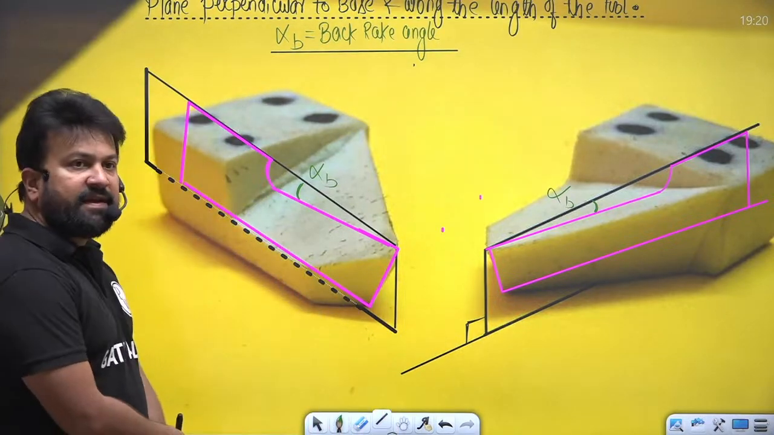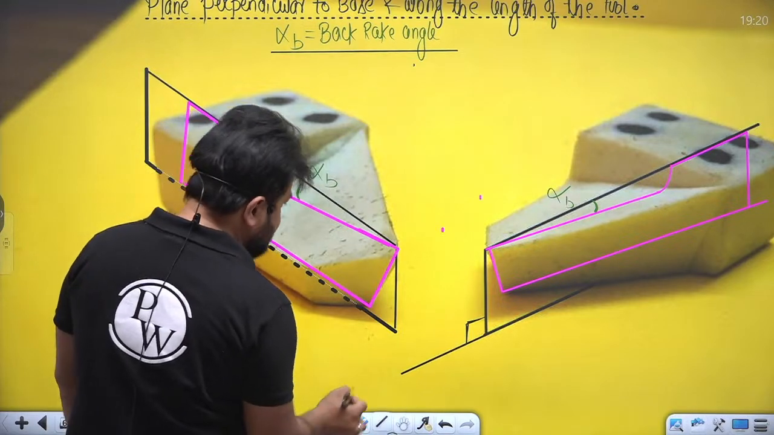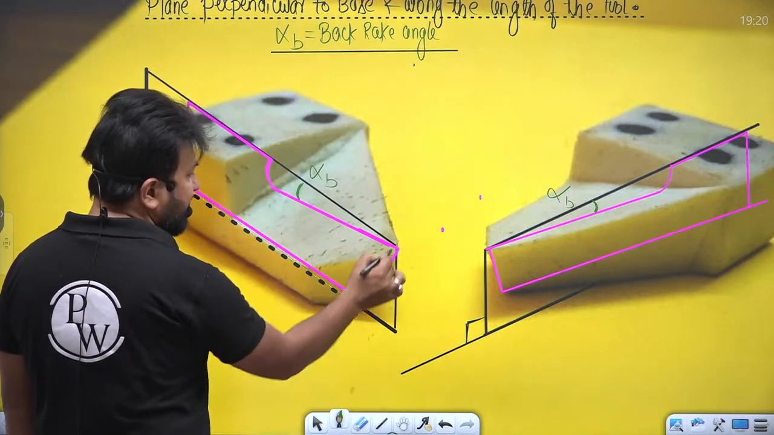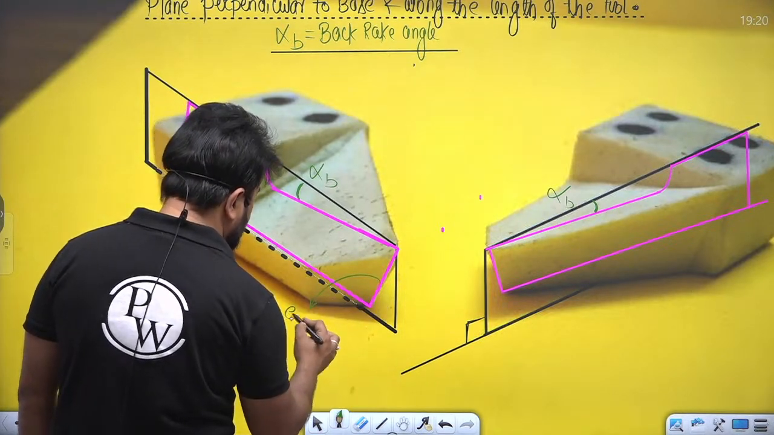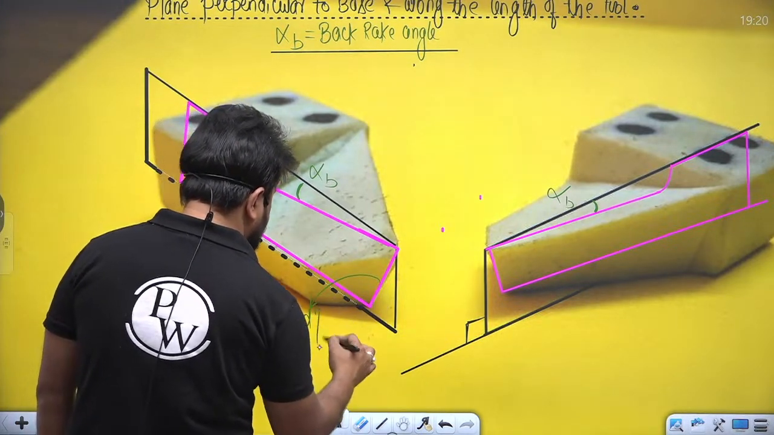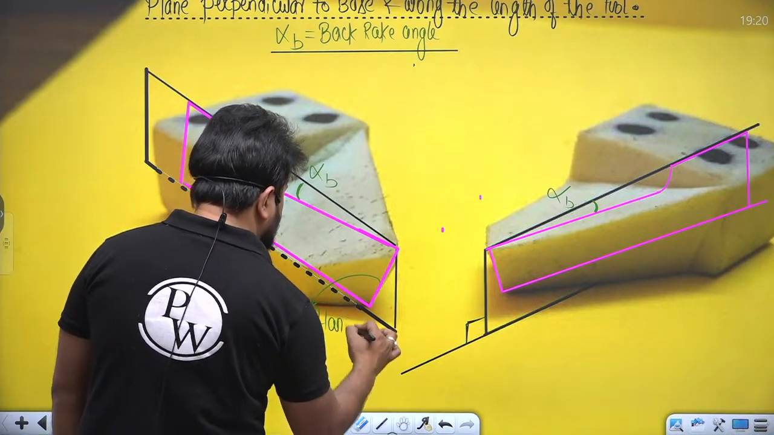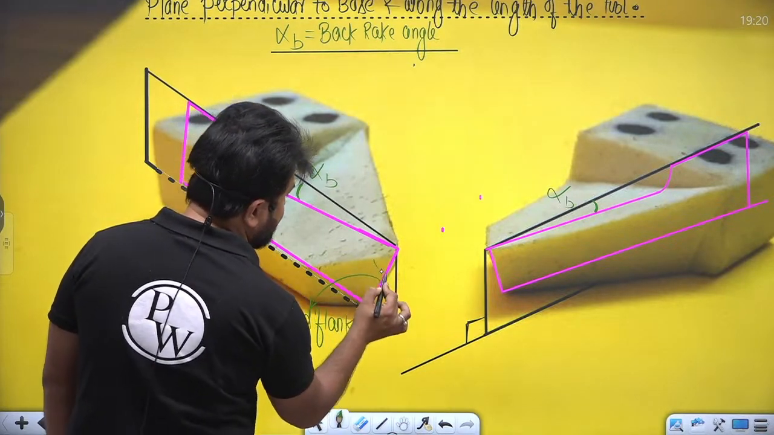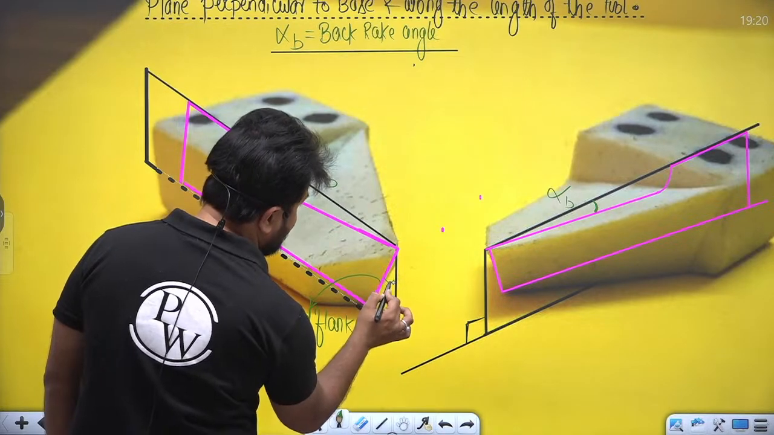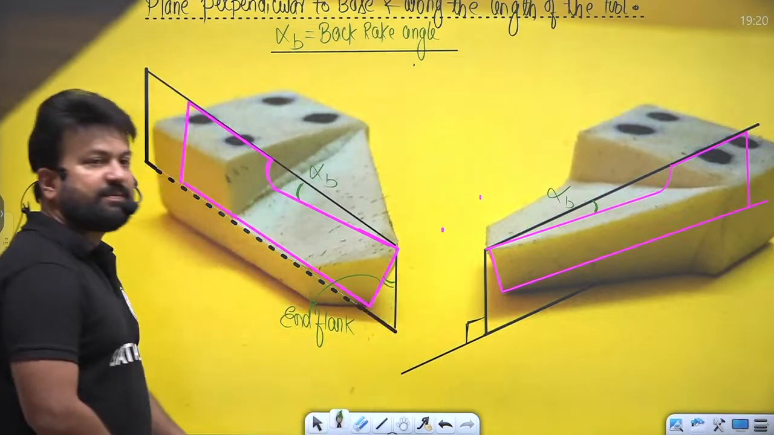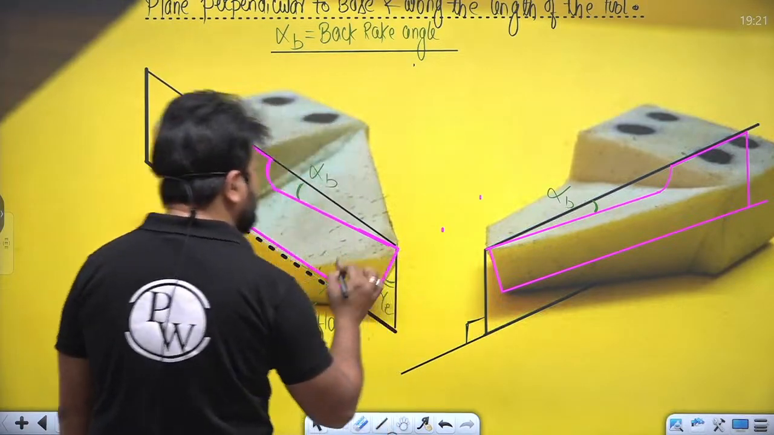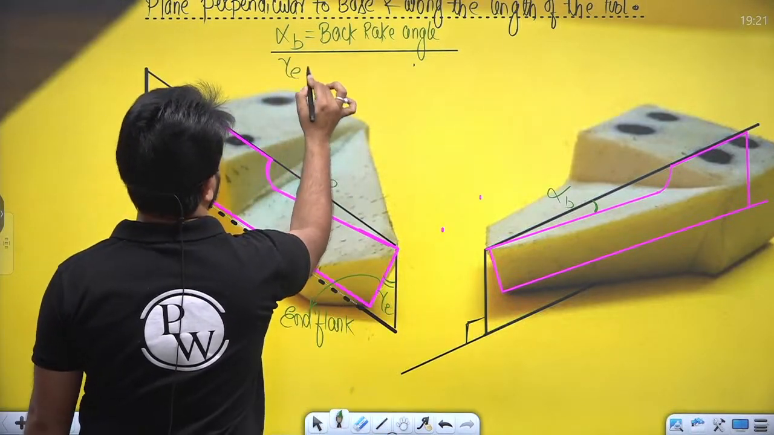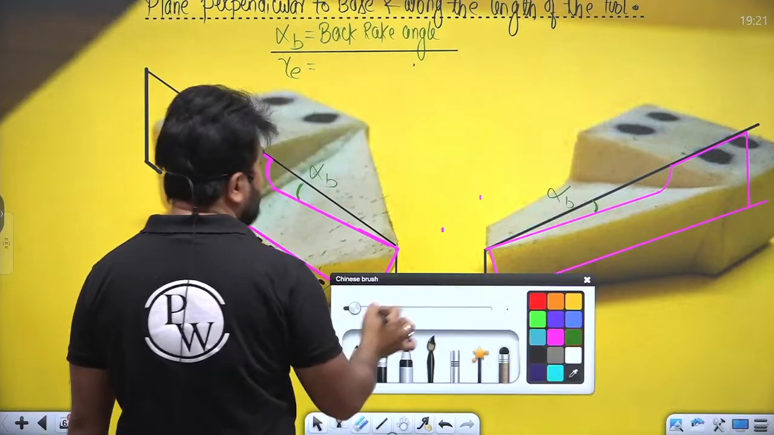Now, in the same plane, see the inclination of this, this is the end flank, right? This is basically a part of the end flank. Now see the end flank inclination in this plane. The end flank inclination in this plane is your end relief angle, right?